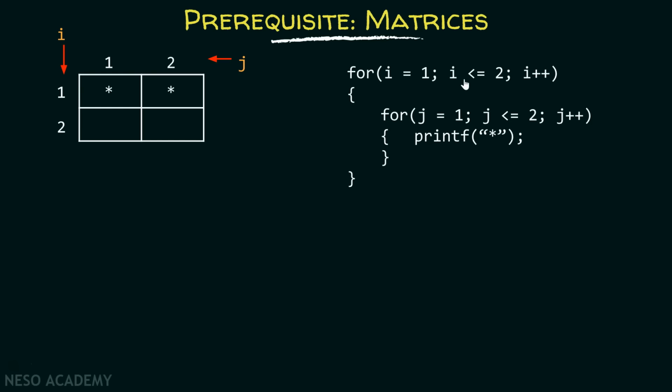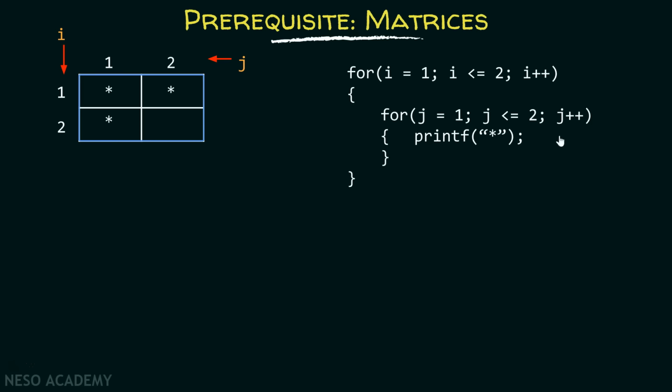Now 2 is equals to 2, the condition is satisfied. We again come inside this for loop. Again j is initialized to 1. And again the condition is satisfied and we simply print star. But at which location? i is 2 and j is 1. That means second row and first column. That means star is printed over here.